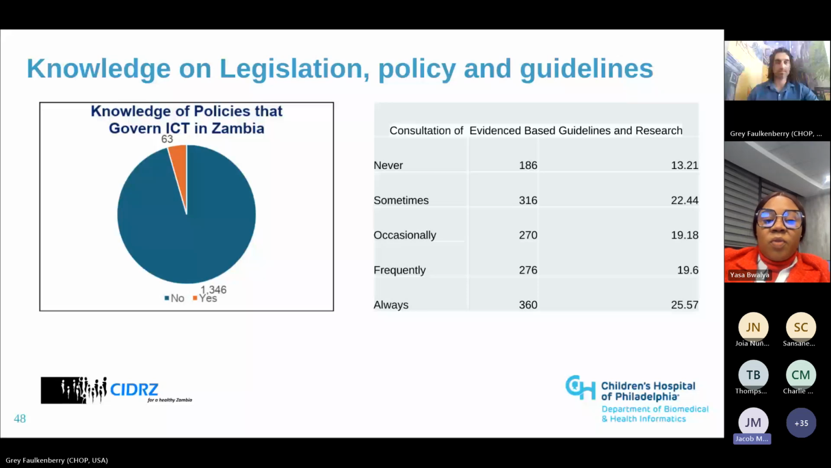The findings from the assessment revealed low engagement in consulting evidence-based guidelines and research, with only 25% of participants consistently doing so. Additionally, a mere 4% of participants demonstrated knowledge of the policies governing ICTs in Zambia, highlighting a significant gap in awareness and adherence to these guidelines. Next slide.